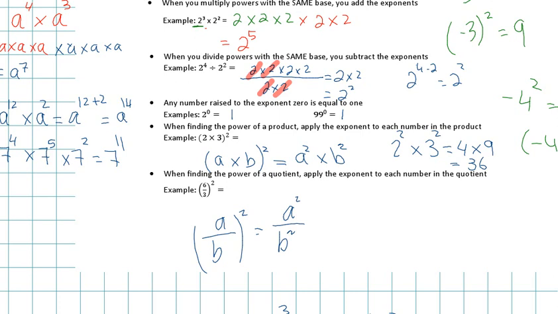So if I want to do this, there are 2 ways that I can do it. I can simplify first, so 6 divided by 3 is 2, and then 2 to the power of 2 is 4. Or I can do 6 to the power of 2 over 3 to the power of 2, bringing the 2 in for each one, which is 36 over 9, which is equal to 4.